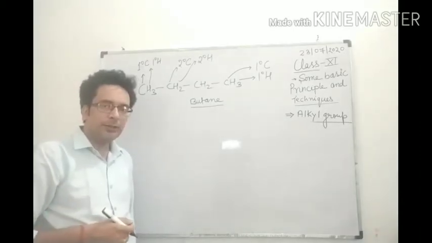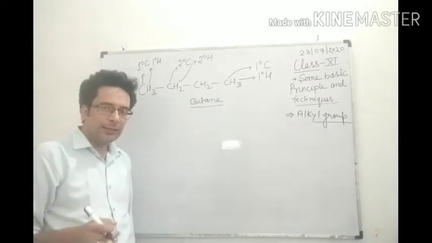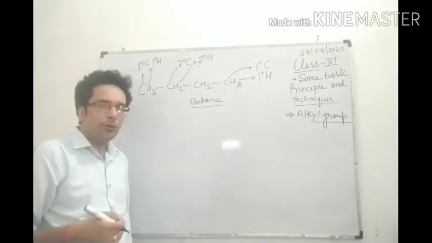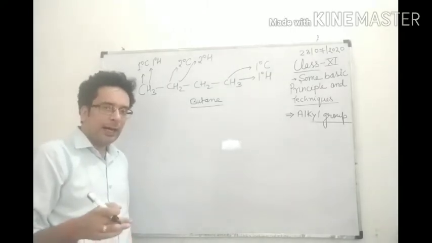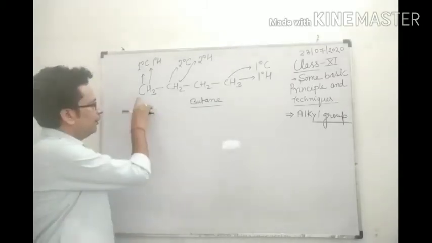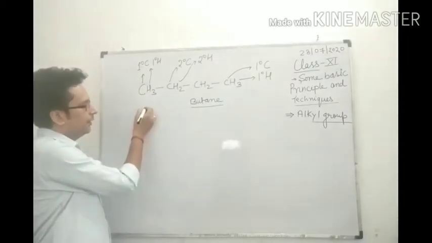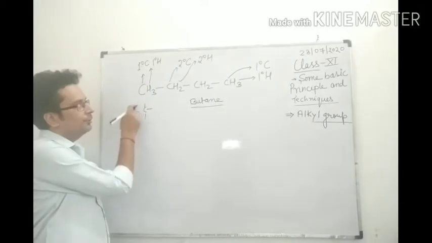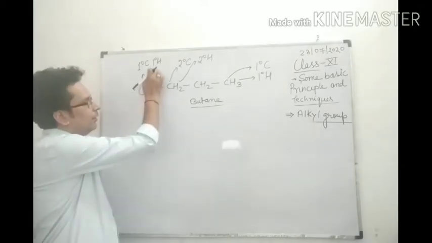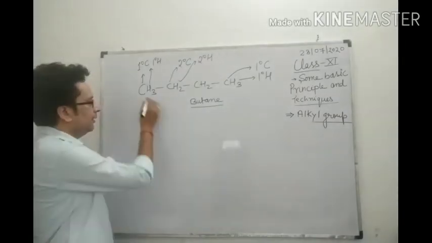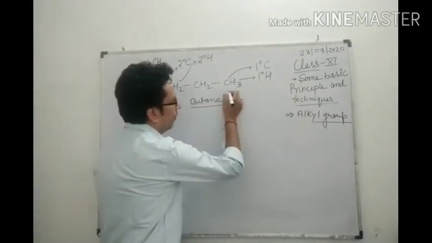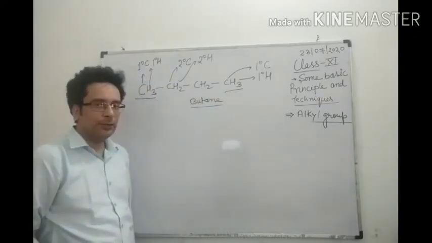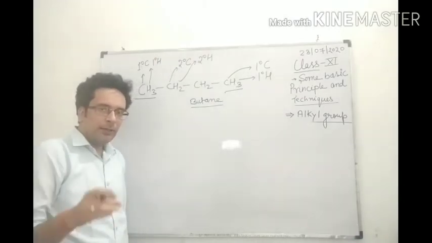The hydrogen atoms attached with primary carbon, secondary carbon and tertiary carbon are known as primary, secondary and tertiary hydrogen atoms respectively. This is the primary carbon, and the hydrogens attached with this carbon are known as primary hydrogen. That is why this is 1 degree, 2 degree and so on. Now look here, this is 1 degree and this is 1 degree. By the removal of this 1 degree hydrogen we obtain normal butyl.